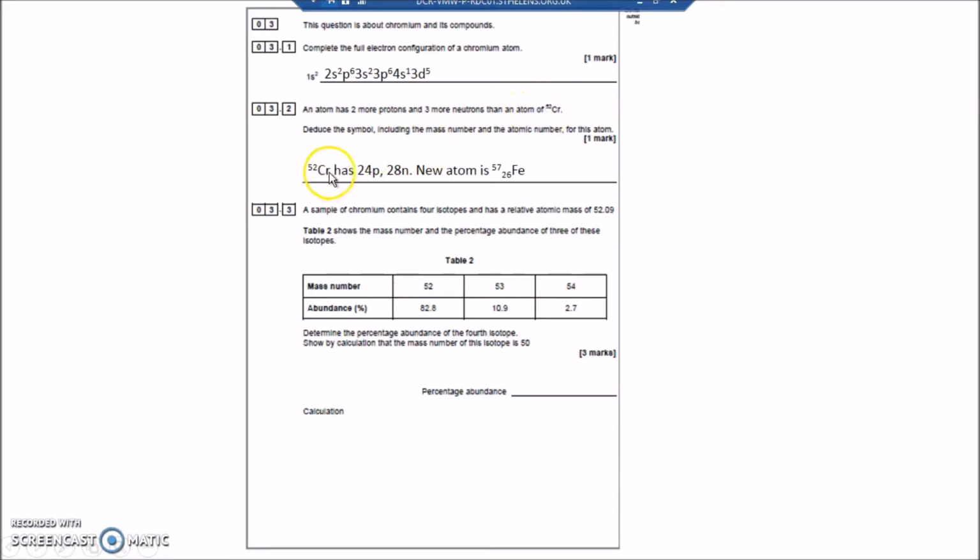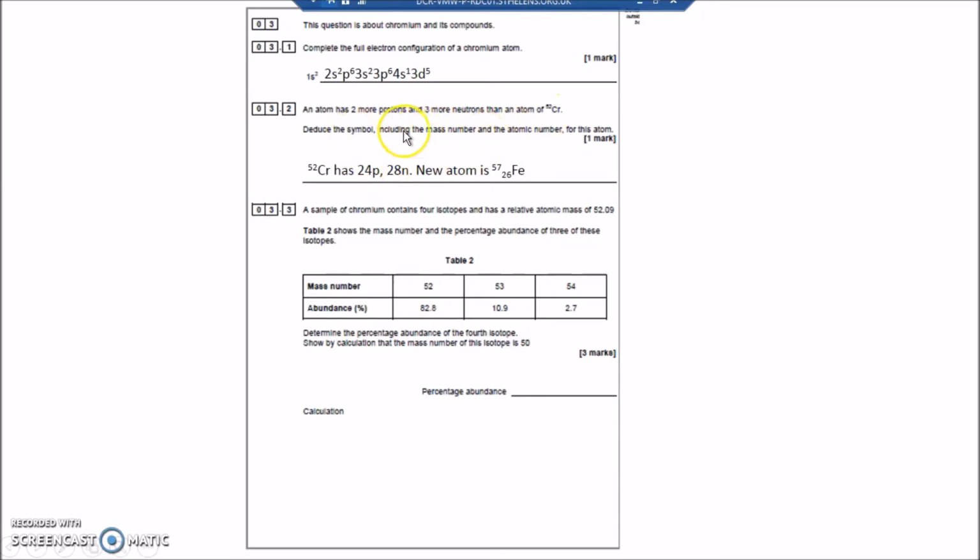So 52Cr. If you look up chromium, as I've said, it's got 24 protons, so it's got an atomic number, or a proton number, of 24. So it's got 24 protons if you look it up in the periodic table. Here, by subtraction, 52 take away 24 will give you the number of neutrons, so it's got 28 neutrons.